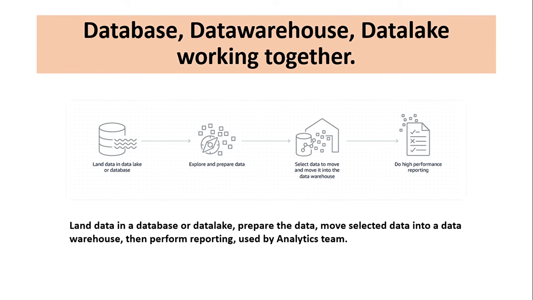Now, how do these three things work together, database, data warehouse, data lake, how are they coming together and working together? It's like the data is landing into the data lake or database. Data lake, when the data lands directly in the data lake, is when the data is in the raw format, untransformed data, unstructured data, semi-structured data, and in some cases structured data also. That time the data will be landed in the data lake.